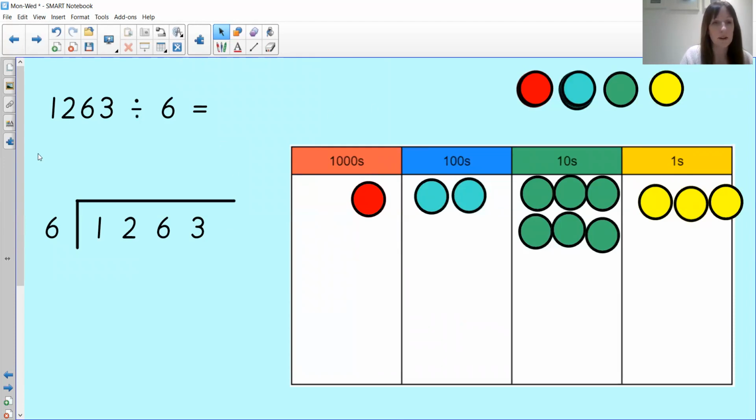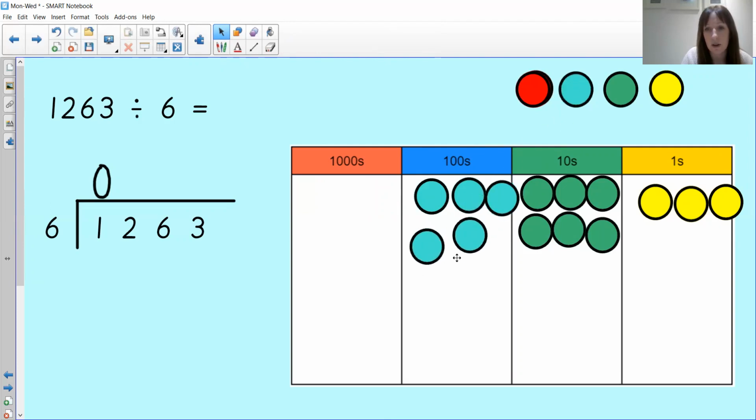So we've got 1,263 divided by 6. So 6 is my divisor. I'm putting each of these columns into 6s, groups of 6. So let's make a start. So you can see already, can't you, that I've only got 1 in my thousands. I can't make a group of 6 with 1. So I need to put a 0 there. And I need to exchange that 1,000 for 10 hundreds.